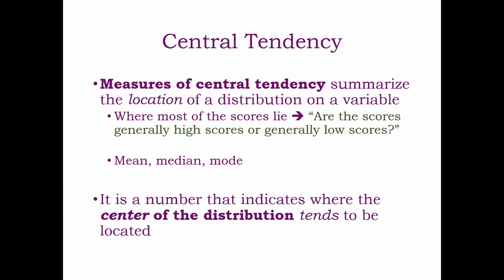All right. So measures of central tendency summarize the location of a distribution on a variable. It's all to answer the question, where do most of the scores lie? Are they generally high or generally low? So we might ask, how did the class do on the midterm? Do people on average do well or poorly? And the 3 measures of central tendency are the mean, the median, and the mode. They all indicate where the center of the distribution tends to be located.